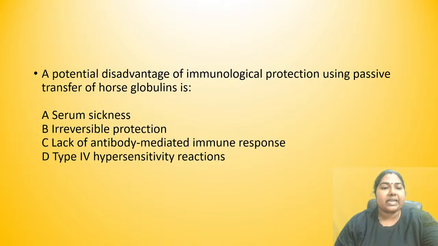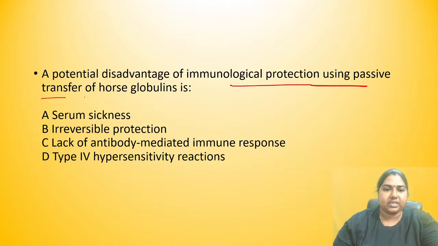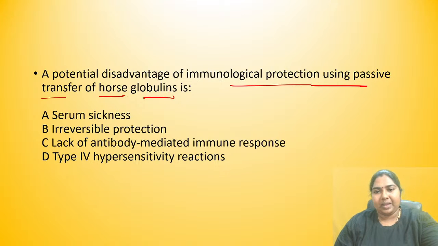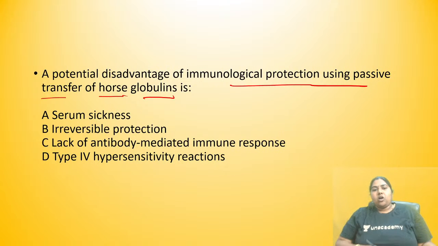True. So the potential disadvantage of immunological protection using passive transfer of horse globulin. You are giving this horse globulin and there is going to be a disadvantage. So what is the disadvantage? What is passive transfer? You are not inducing your cells, but you are simply giving the antibody, right?